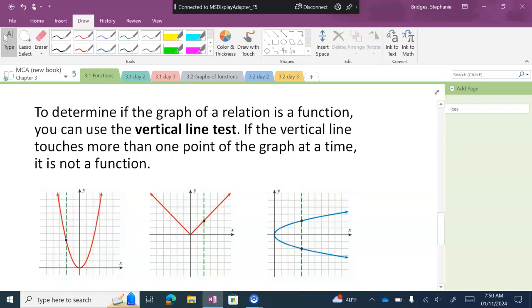If you run your vertical line across the graph, if it touches only 1 point at a time, yes, it is a function. If it touches more than 1 point at a time, it is not a function. So if you look at this first graph, and we run our vertical line test, you see they have it here, but if we start at the beginning of our graph and we run our vertical line test, does it touch more than 1 point at a time? So would it be a function? Yes.